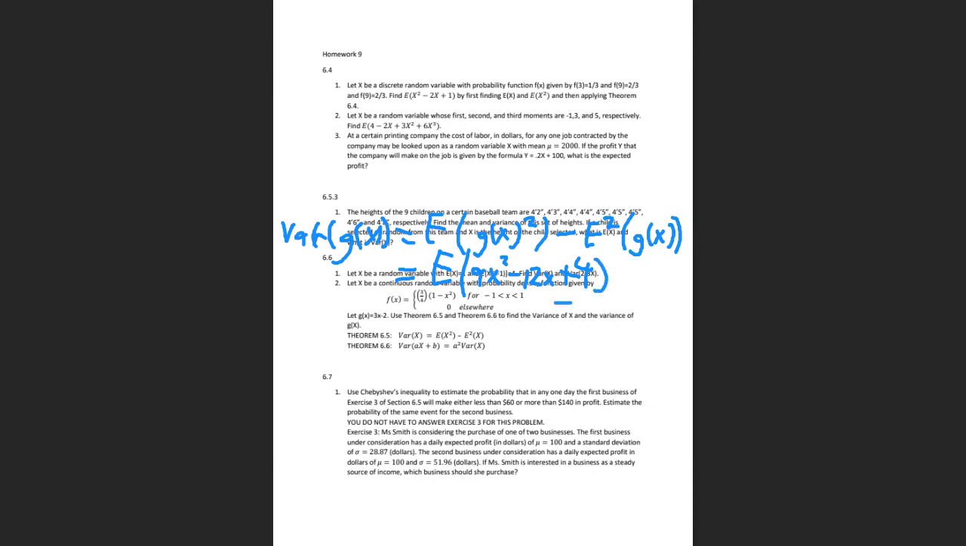And then this is minus E squared of g of x. This is minus E squared of g of x, which is 3x minus 2. Does that make sense? Yes. Okay.